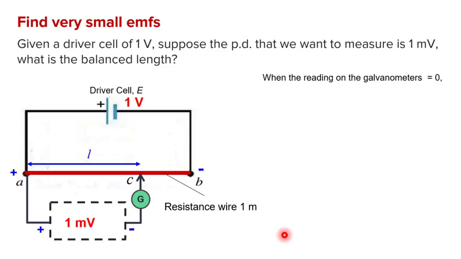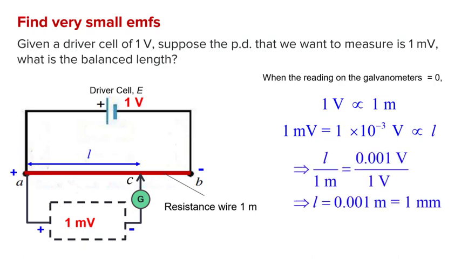the wire? From the principles of the potentiometer, we know that when no current passes through the galvanometer and the whole length of the wire is at 1 volt, hence 1 volt is proportional to 1 meter. If we are measuring a potential difference of 1 millivolt, then we can write that 1 millivolt is proportional to L. Putting these two equations together, we have L over 1 meter is equal to 0.001 volt over 1 volt. And L simplifies to 1 millimeter.